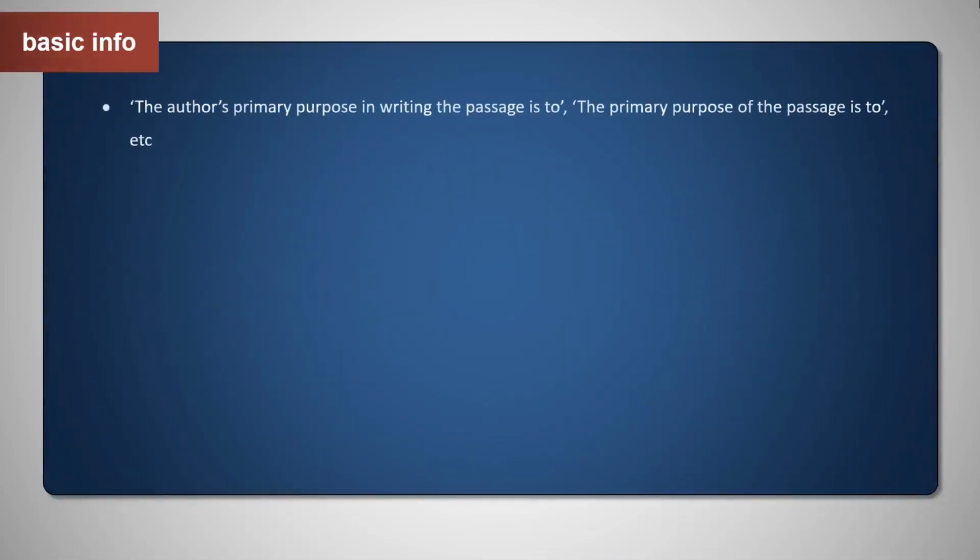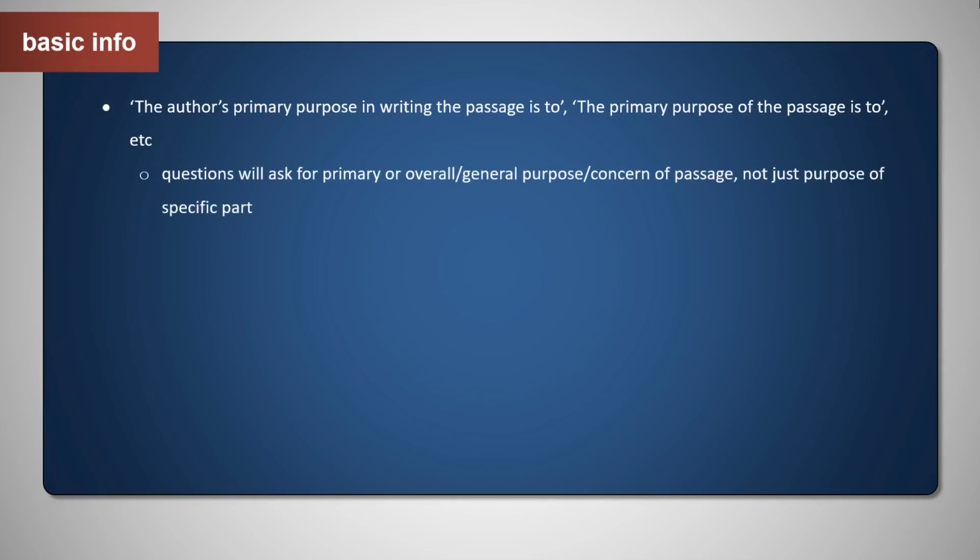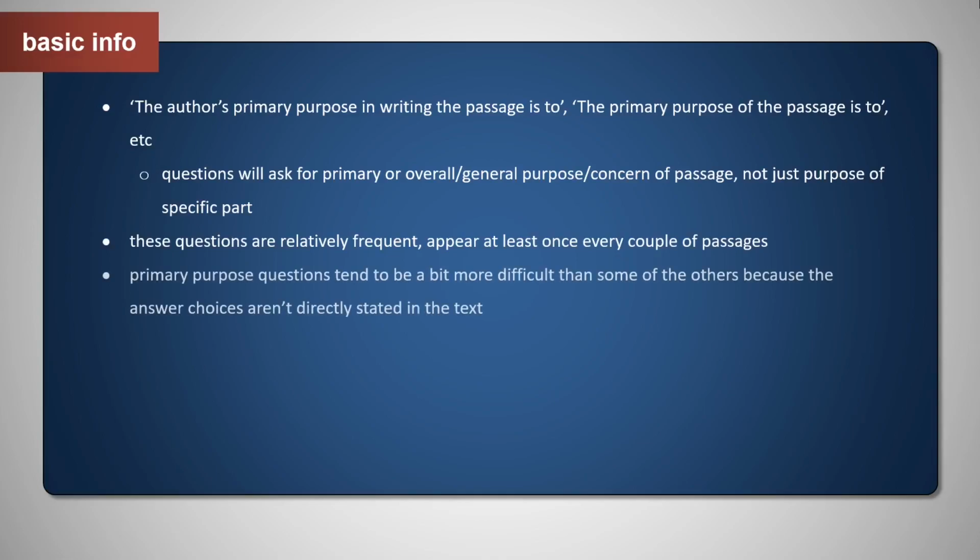Okay, so looking at the basic information, you'll get phrasing like "the author's primary purpose in writing the passage is to," or "the primary purpose of the passage is to," etc. So something along those lines. The questions will ask for the primary or the overall general purpose or concern of the passage. So not just the purpose of a specific part, but of the passage as a whole. These questions are relatively frequent and they appear at least once every couple of passages.